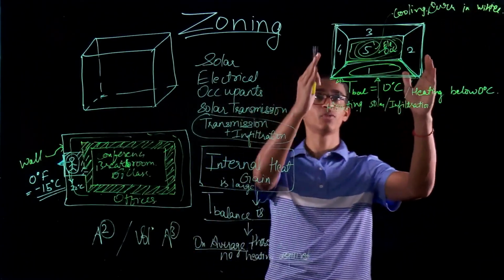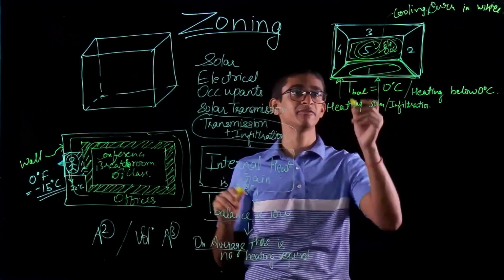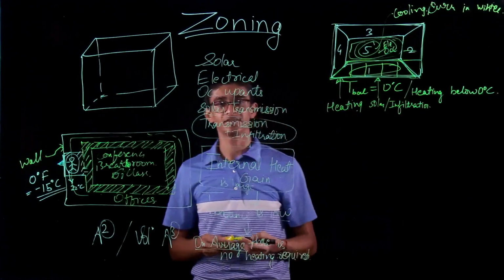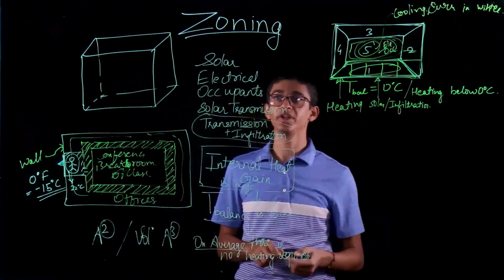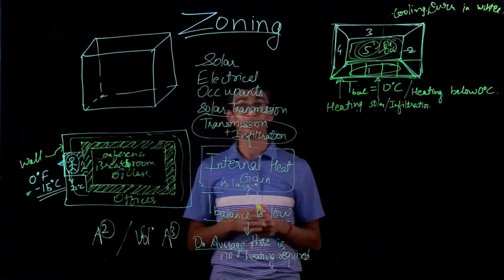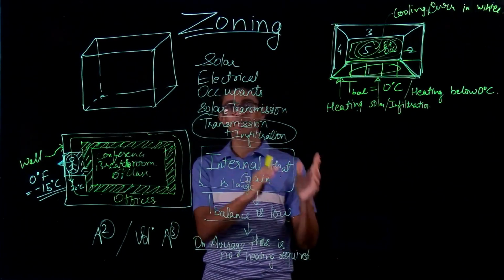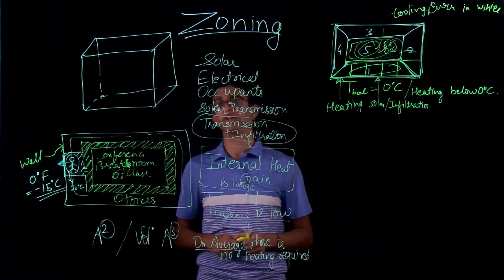Hence, we make some smaller zones. So even if we make even smaller zones like this, we'll have a closer and closer estimate of the amount of heating or cooling requirement. So I hope you appreciate the concept of zoning and understand how we apply it in the software when we do the modeling. Thank you.